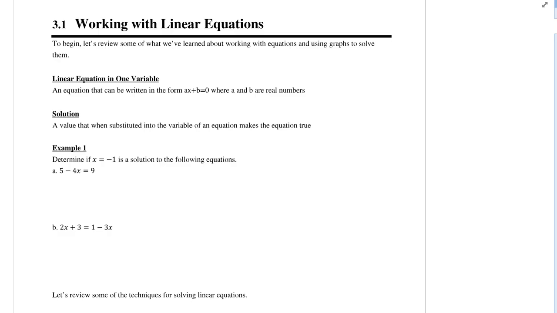Hi everybody, so welcome to this first part of 3.1, working with linear equations. This is partially going to be a review, so I want to knock that part out first, and then we'll talk about some new stuff a little bit later on.